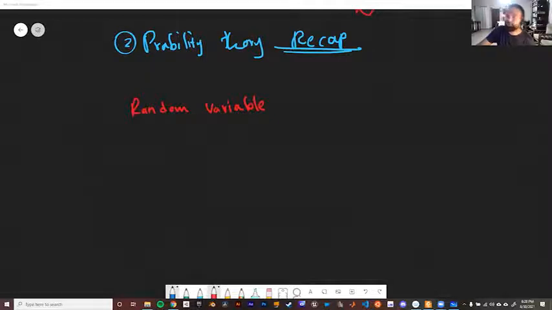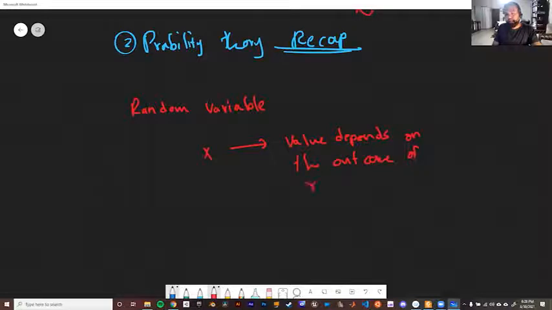does anyone know what a random variable is or has any idea? Okay, I'm getting some in the chat: the variable that is used to model a probability. Okay, good enough, right? So a random variable is basically a variable, something like X, whose value depends on some sort of random event, or the outcome, or value depends on the outcome of a random event. Okay, so when I say random event, it's some sort of thing that is uncertain, right?